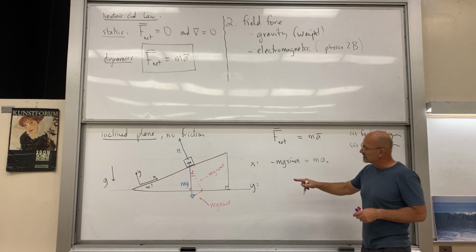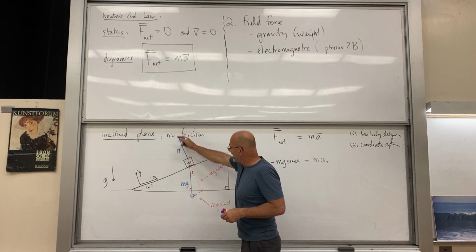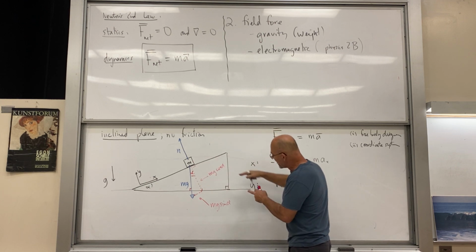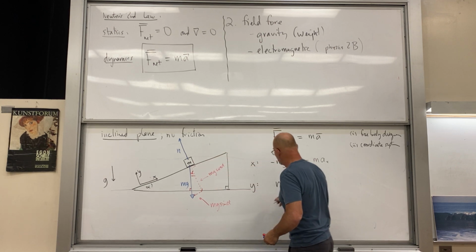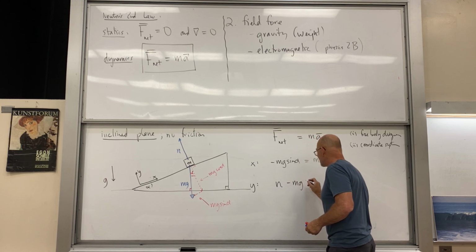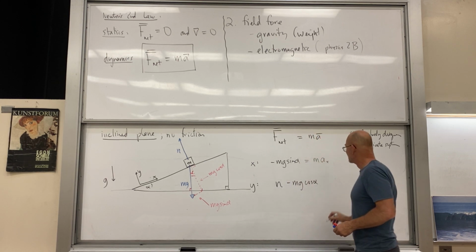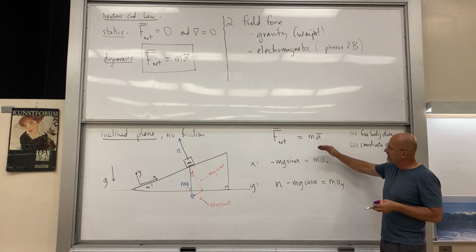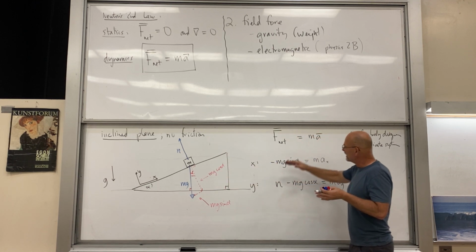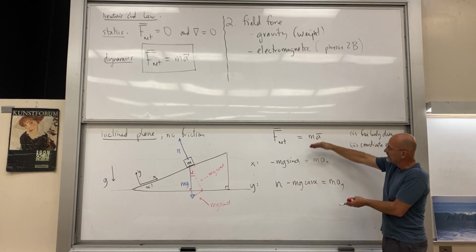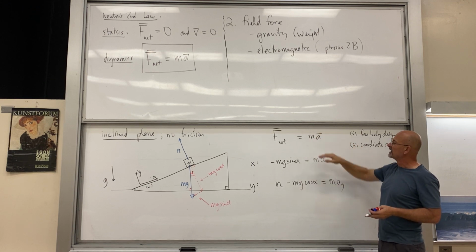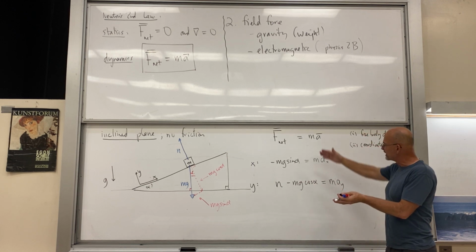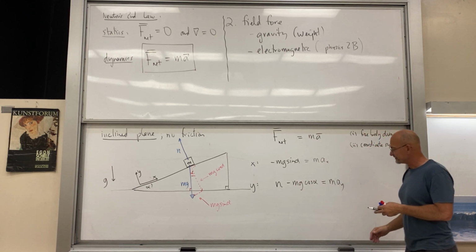Now in the y direction, we have a vector n pointing up, and pointing down, this dotted red one here, minus mg cos alpha. And that equals m times a sub y. So I've just translated my diagram into Newton's law. And these are just the two components of this equation. So always write this one down. It sets the stage for what comes next. Okay, so that's what I did.